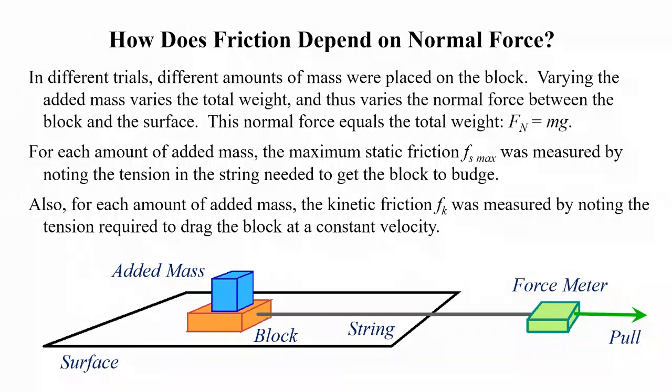For each amount of added mass, the maximum static friction was measured by noting the tension in the string needed to get the block to budge. Also, for each amount of added mass, the kinetic friction was measured by noting the tension required to drag the block at a constant velocity.